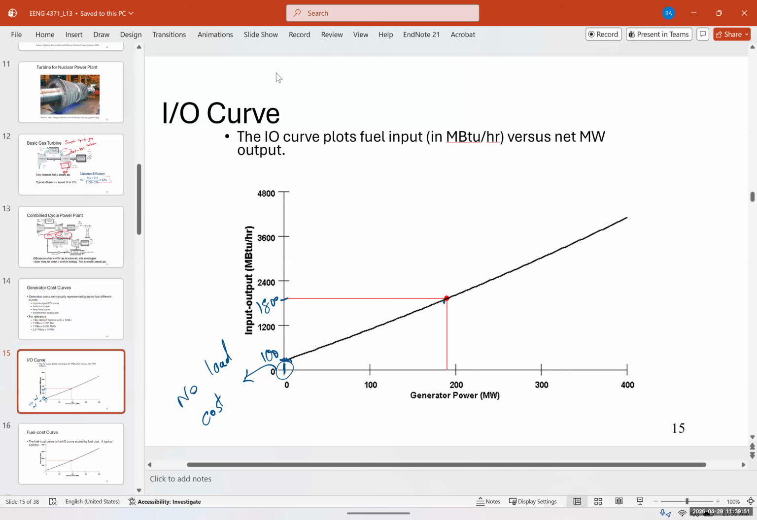Now, the shape of the curve reflects the thermodynamic efficiency of the unit at different output levels. But in practice, generators have a minimal stable generation level below which they cannot operate stably. They also have a maximum output. So we only care about the curve between those two limits. Above a certain level, you have limitations on your turbines and your boiler. It's going to explode if you have too much pressure on it. So again, we operate between that minimum and maximum. And this I/O curve is the foundation from which we derive the other three curves.